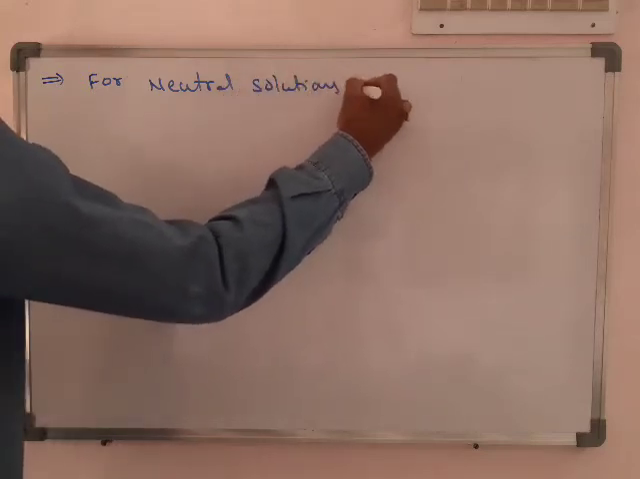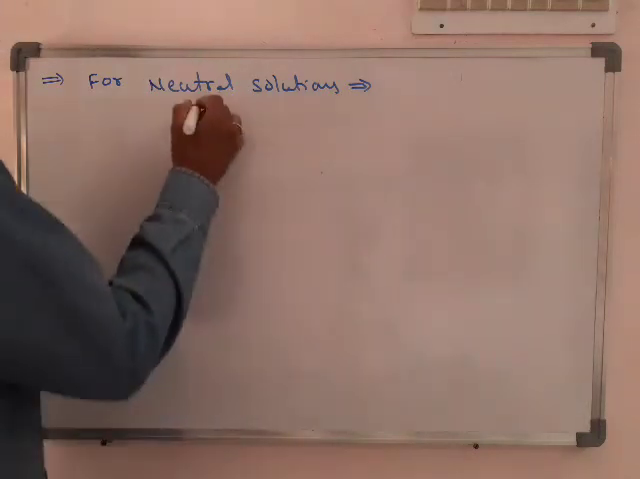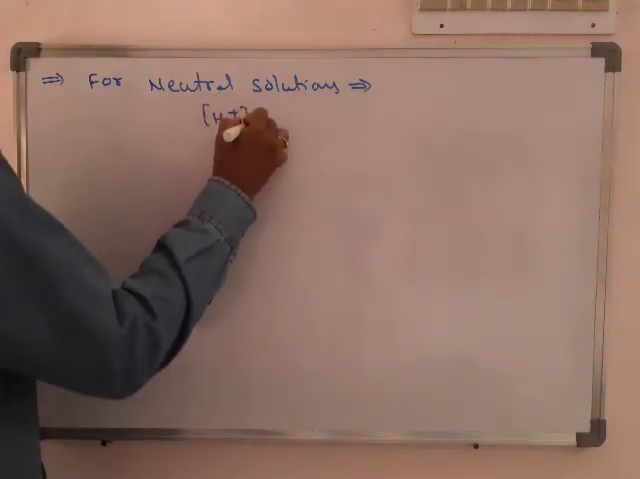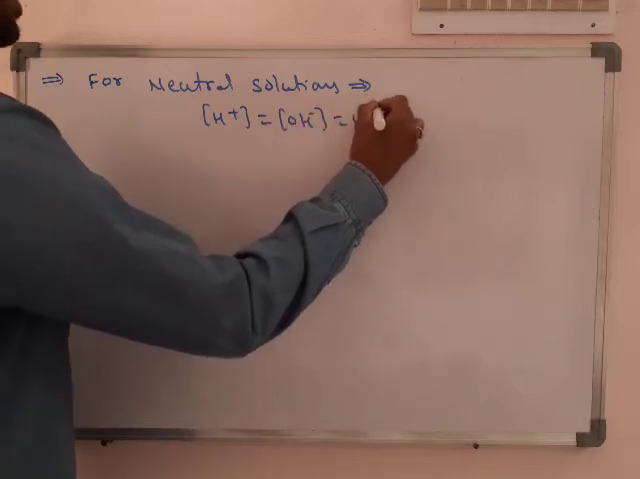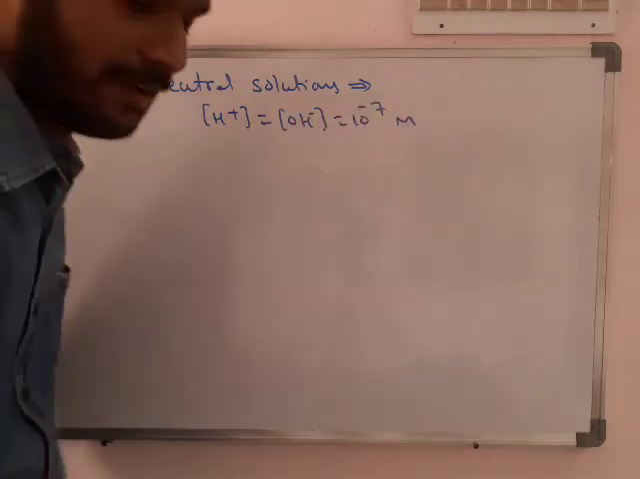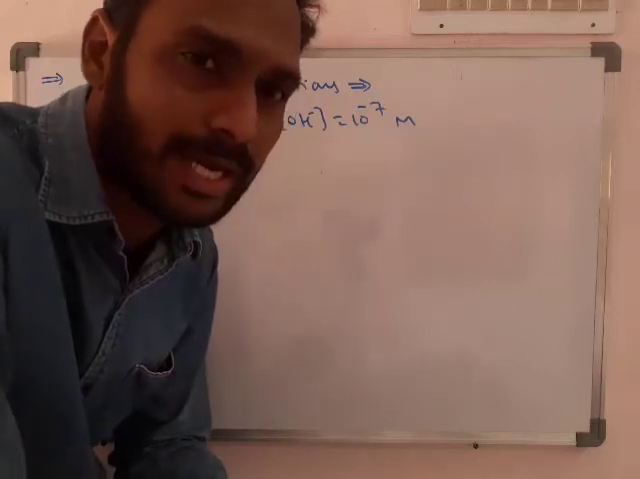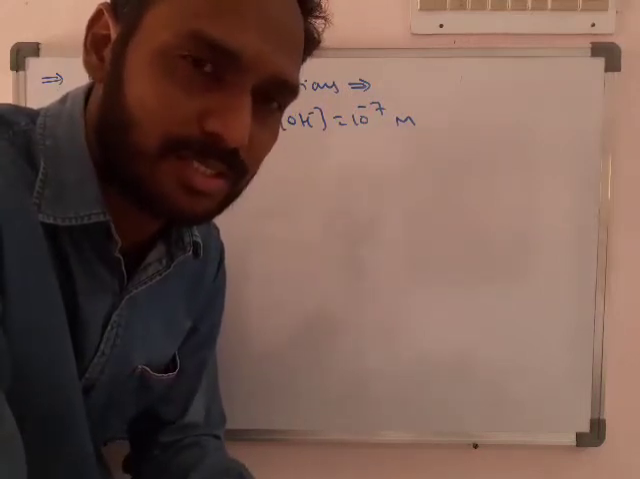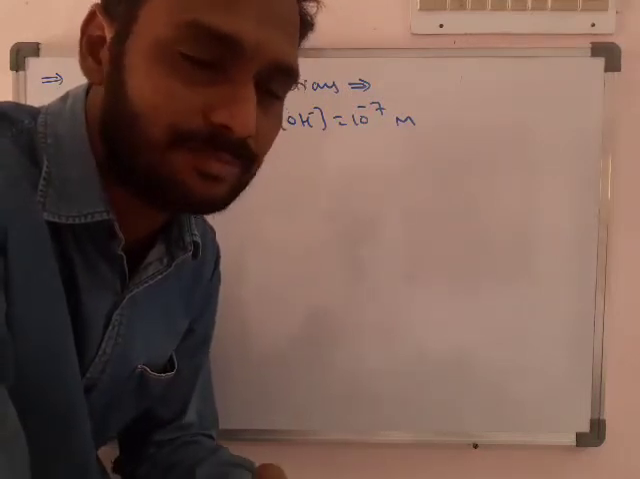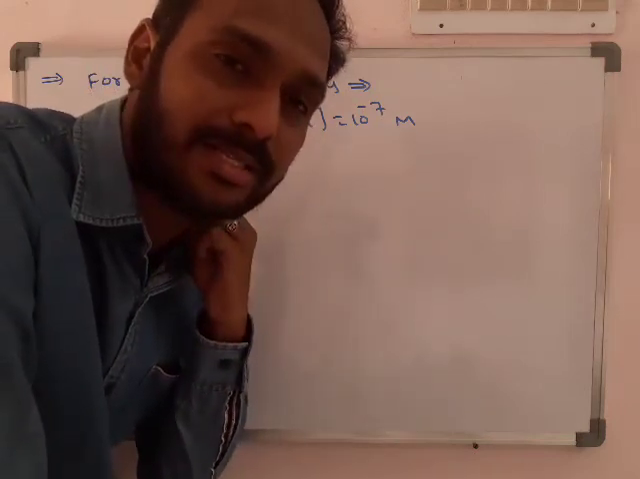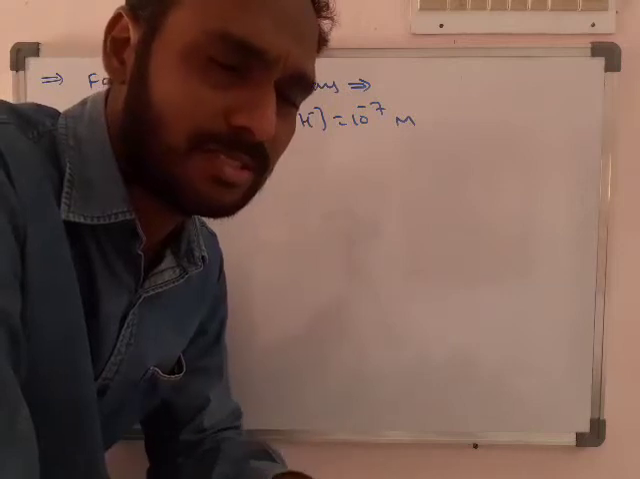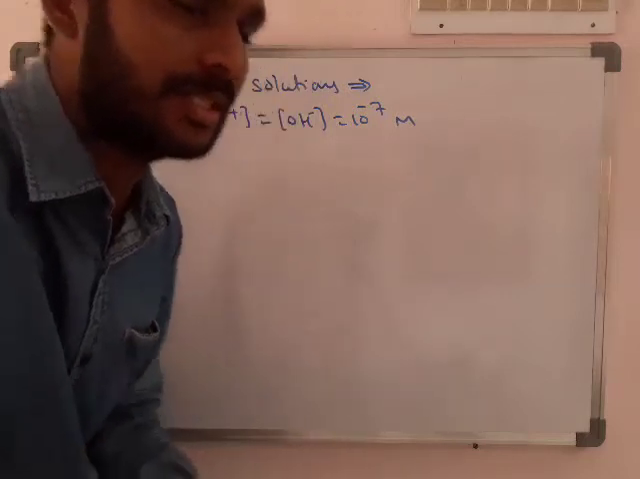A neutral solution means just like pure water: H plus equals OH minus, equal to 10 to the power of exactly minus 7 only. If H plus is less than 10 power minus 7, that is a base. If H plus is greater than 10 power minus 7, that is an acid. If H plus is exactly 10 power minus 7, that is neutral.